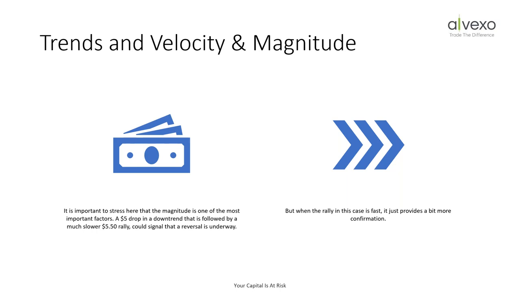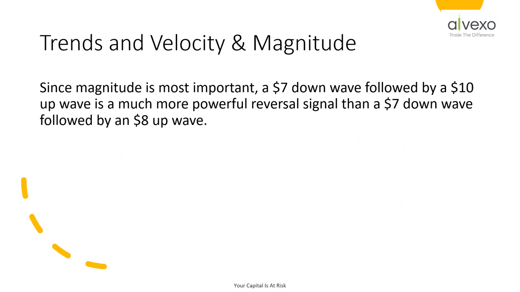It's important to stress here that the magnitude is one of the most important factors. A $5 drop in a downtrend that is followed by a much slower $5.50 rally could also signal that a reversal is underway. But when the rally in this case is fast, it just provides a bit more confirmation. So since magnitude is most important, a $7 down wave followed by a $10 up wave is a much more powerful reversal signal than a $7 down wave followed by an $8 up wave.